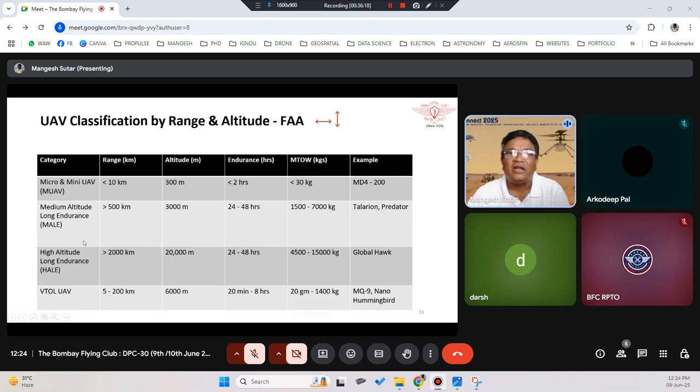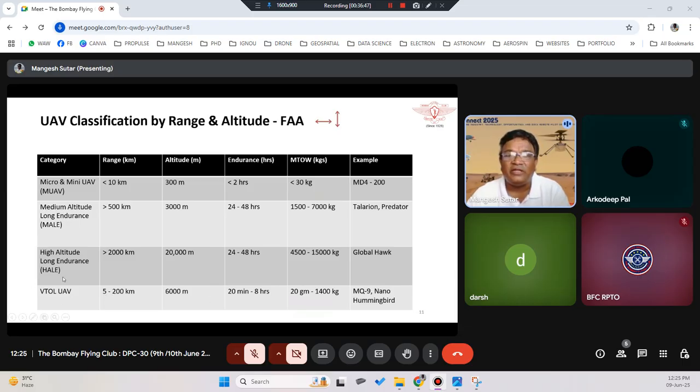They are neither hybrid category nor rotorcraft. They are aeroplane category drones. So Talarian, Predator, Global Hawk, these are all aeroplane category if we see with our categorization. Whereas there is something called VTOL UAV. That is a category defined by the FAA, which has a flying range from 5 kilometers to 200 kilometers.